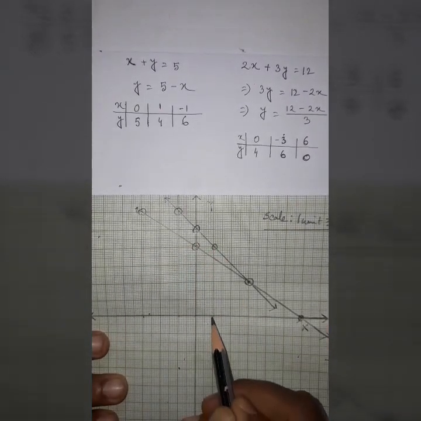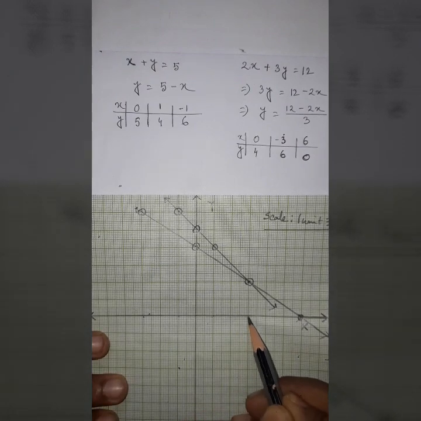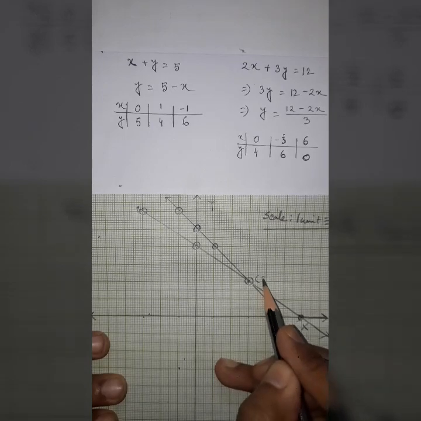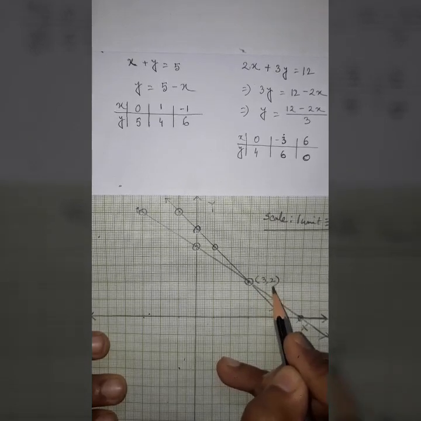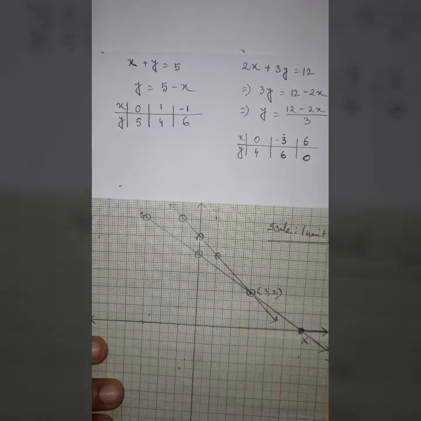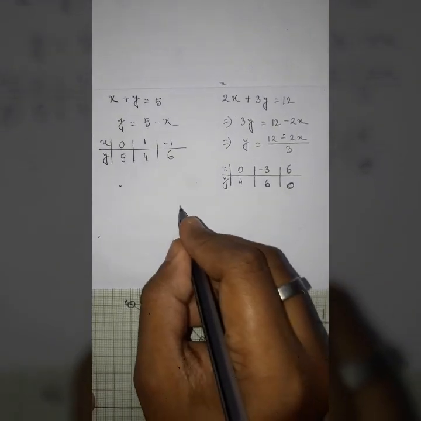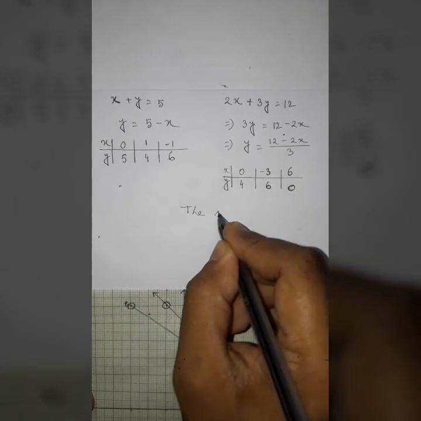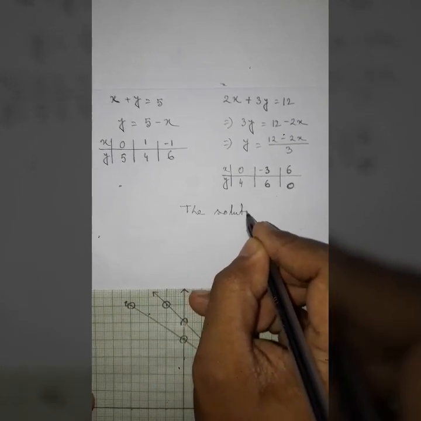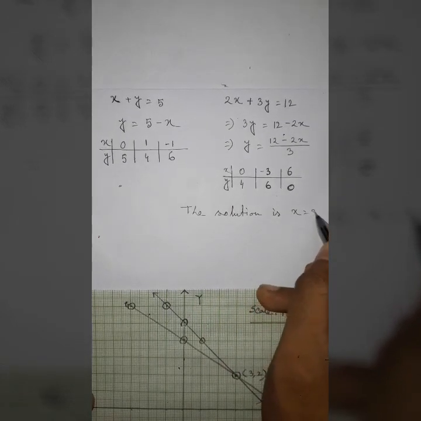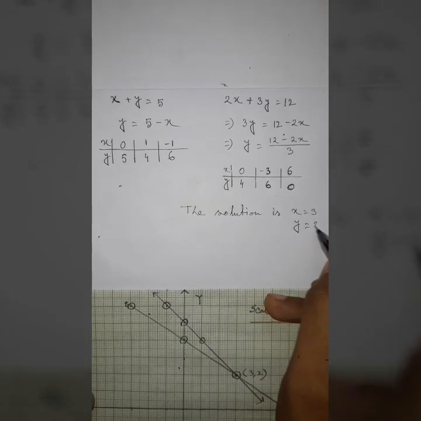Let us see. 1, 2, 3. The value of x is 3 and then 1, 2. The coordinate of this point of intersection is 3, 2. That means the solution is, therefore the solution x is equal to 3 and y is equal to 2.